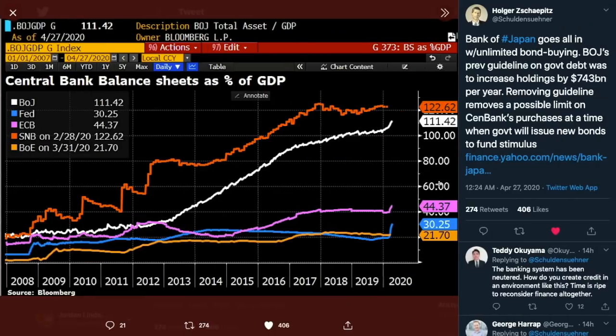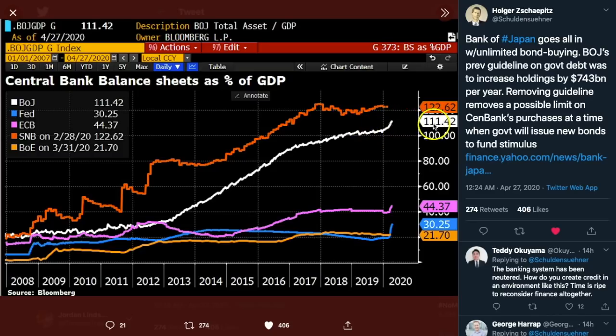Something that I wanted to share with you is big news that we all should be aware of. We looked at this over the weekend about liquidity. As Stanley Druckenmiller was saying, you have to follow the liquidity. And here we're seeing that the Bank of Japan has gone in with unlimited bond buying. They did this at a time when the government will be issuing new bonds to fund fresh stimulus. If you look over here in the white, you can see this is the Central Bank of Japan's balance sheet as a percentage of their GDP.